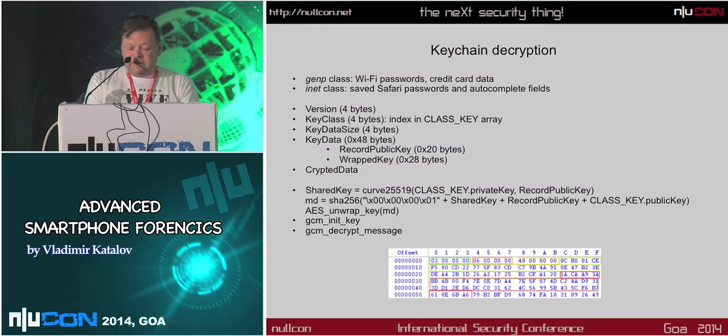And the keychain decryption itself is not really hard using the data we received. First, there is the class of data stored. There are two classes available. One is the genp class, which stores the Wi-Fi passwords and credit card data. And second is the inet class for saved Safari passwords, for the password-protected websites, and also for autocomplete of the password fields. And we get all the data we need to generate the ISK and then decrypt all the data. Here is a brief pseudocode for that.